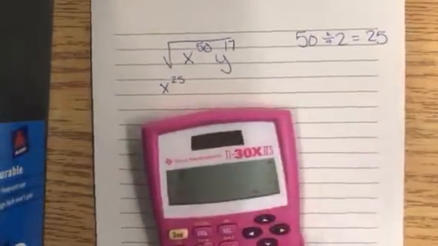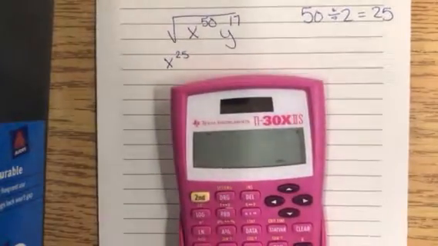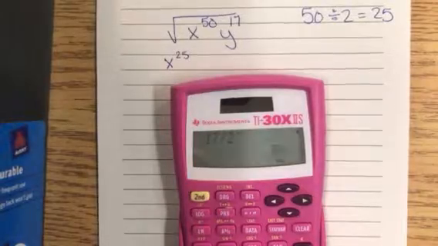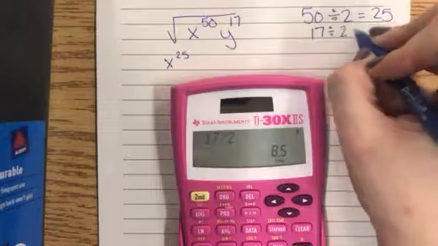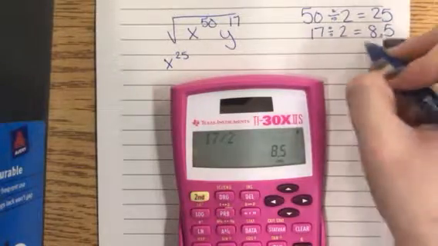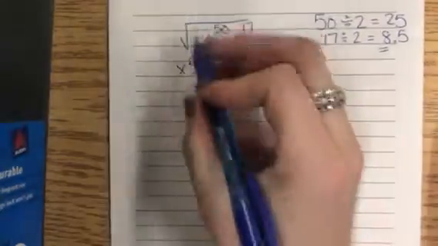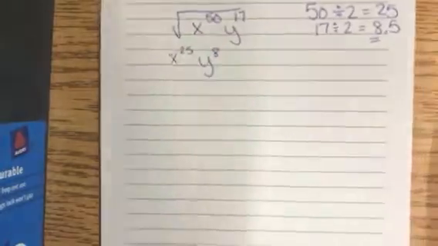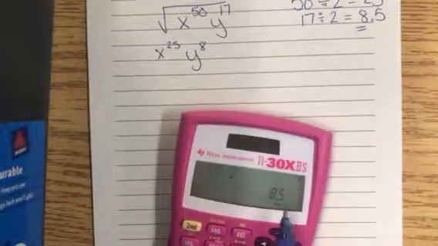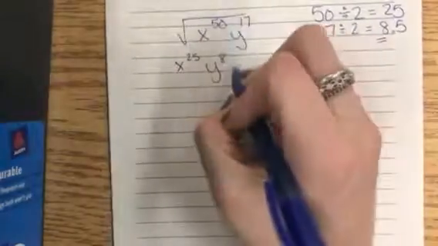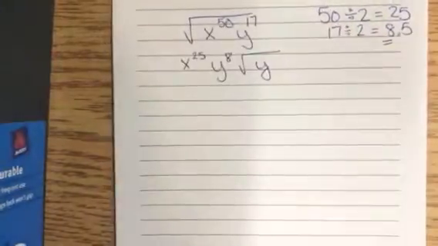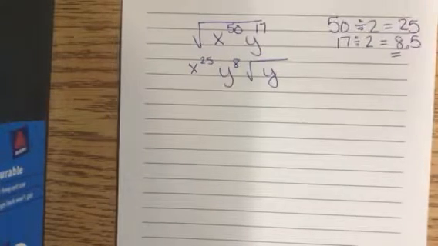Okay, if I do 17 divided by 2, yes, it's a decimal. Okay, so if you want to use your calculator to help you, if you do 17 divided by 2, we'll get 8.5. Okay, this means I have 8 pairs. So I know I have y to the 8th out here. This 0.5 is really 1 half. That means I have 1 left over, which means I have 1 that wouldn't have a pair to circle with, and it's going to be left over on the inside.